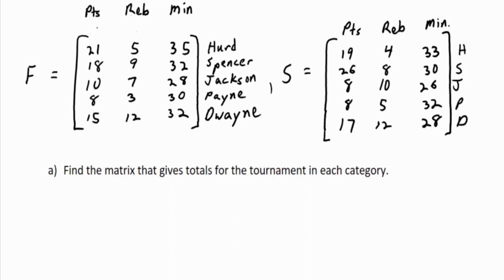Find the matrix that gives the totals for the tournament in each category. What would that be symbolically using F and S? What operation? So symbolically, you would just say F plus S, right? And then add entry-wise, and you'd have a single matrix giving you the totals for both games. Okay, that's not the interesting example. Here's the more interesting example.